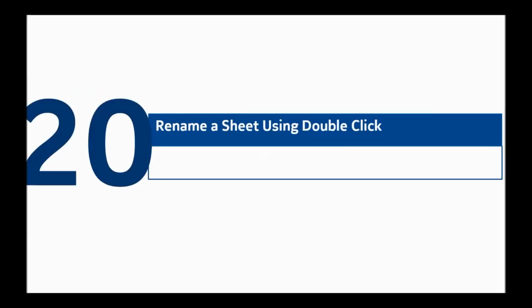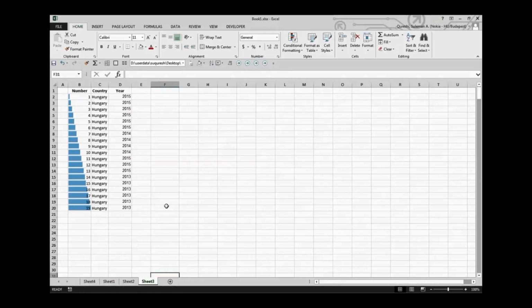Rename the sheet using double click. Yes, most users, when they go in Excel and want to change the name of the sheet, right click, choose rename, and then write it. Yes, but there's a faster way to do that. Just go on the sheet name and double click. You can see it and write.